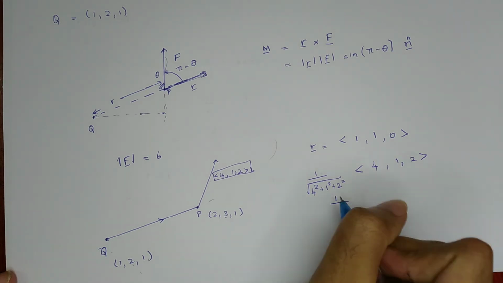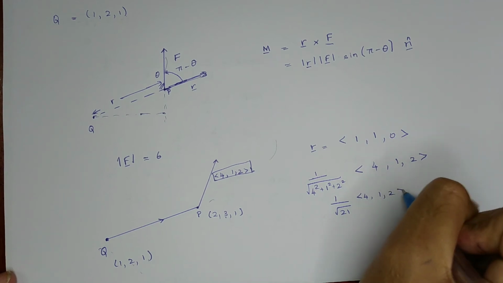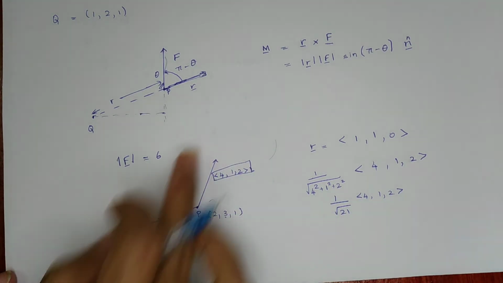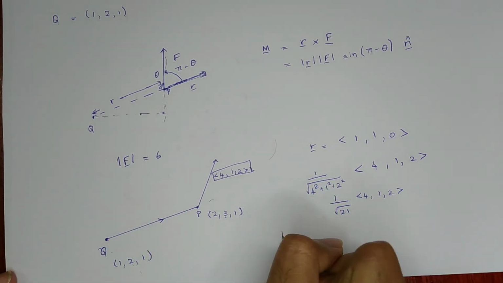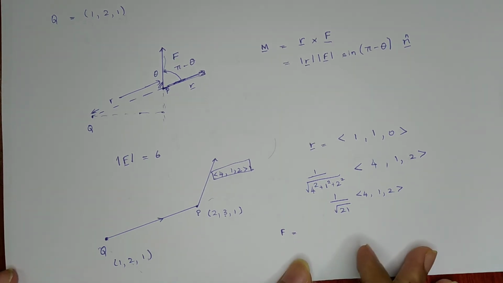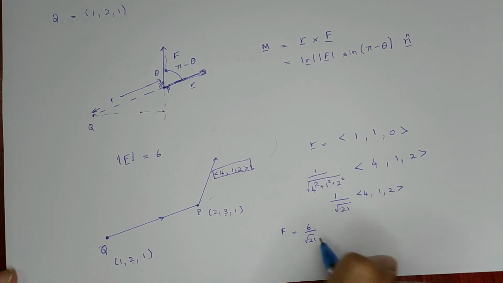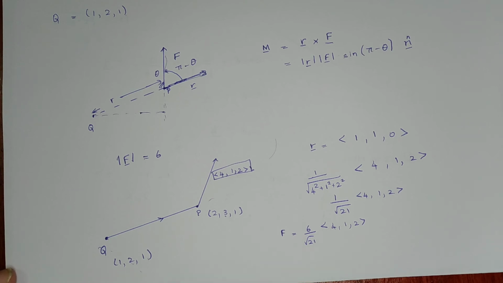So it's going to be 1 over root 21 into 4, 1, 2. So here, this is a unit vector. For one unit, the direction vector in that side is going to be this. But here, we need to find it for 6 units, as F denotes 6 units. So I'm going to mark it like this. F, we need to directly multiply it. So if I multiply this, I'm going to get 4, 1, 2 times 6 over root 21. So the magnitude of this F vector is going to be 6.